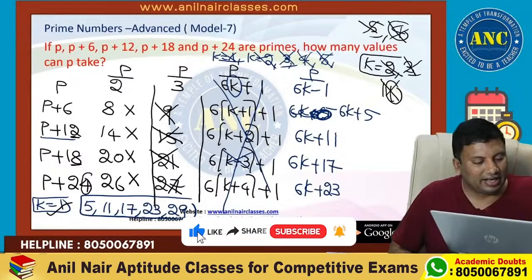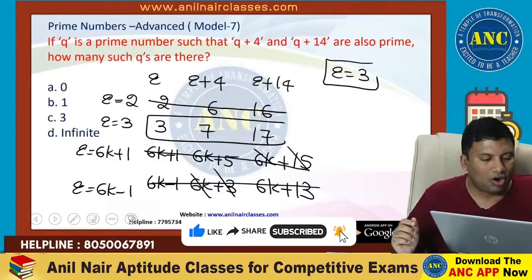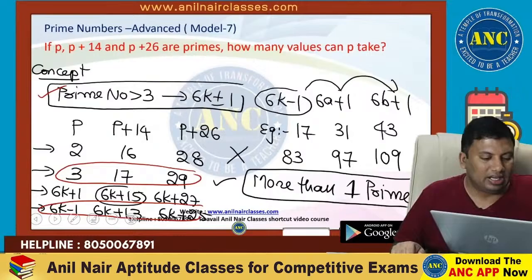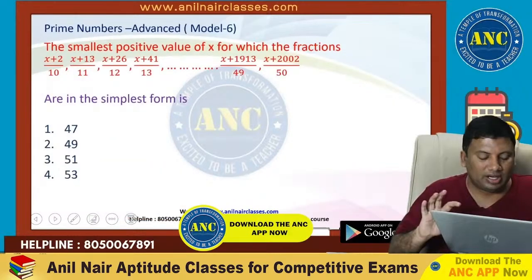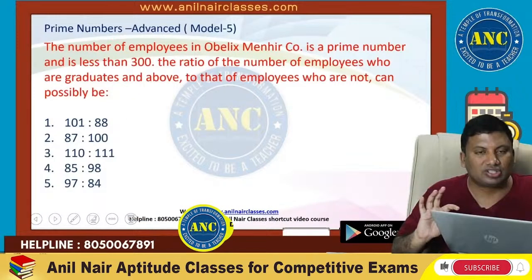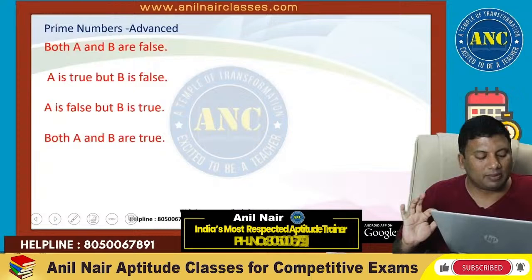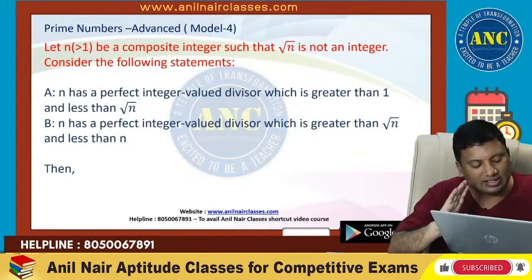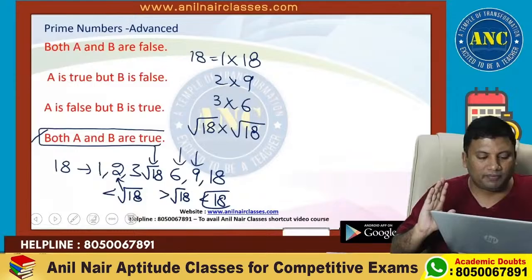So this question, model number 7. All the questions are about every prime number greater than 3. It is of the first form. First problem in the next session: how to check whether a number is a prime number or not. There will be factors less than root n and there will be factors greater than it.